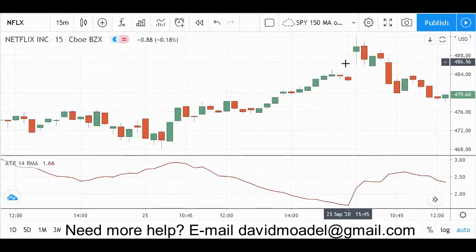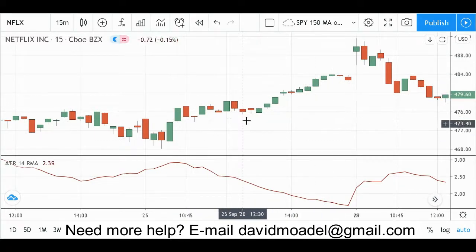And hopefully, again, you have to have some sort of target for your profit and then a stop loss. This strategy does not tell you when to get out. It only tells you an idea of when to get in.